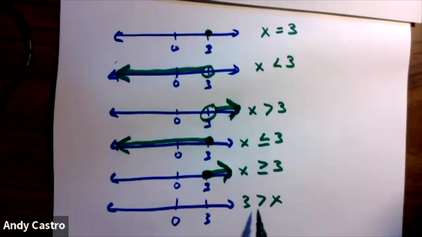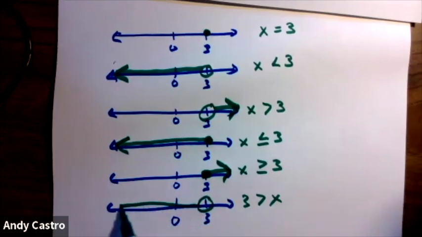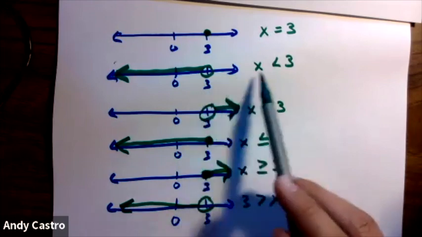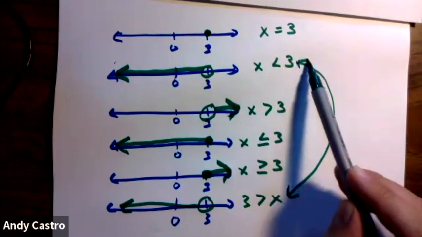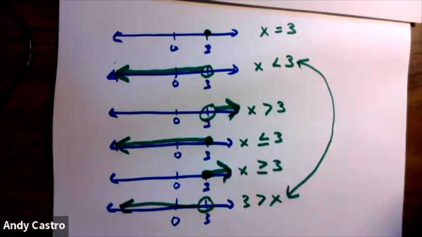Here, 3 is greater than x, or if we read it from right to left, x is less than 3. So it cannot be 3, and x is less. So notice it's the same as this right here. These two are the same. I've just switched the direction. And that's one area I wanted to show you because that's an area where a lot of students get confused.